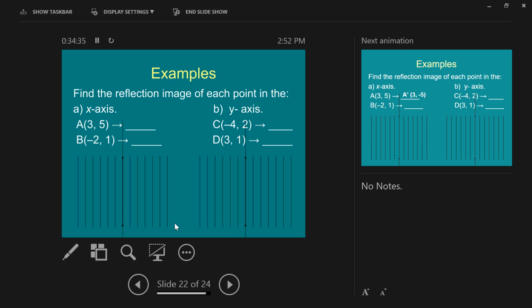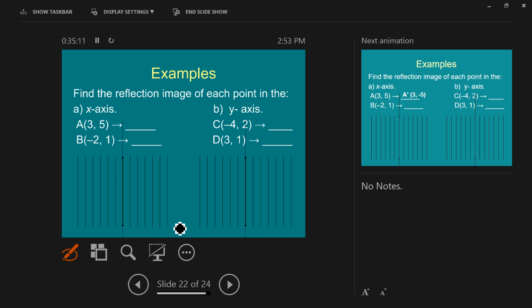Again, not really sure what happened to my grid here. But for point A, if I graph 3, 5, I'd be somewhere up here, right? Okay, if I reflect that across the x-axis, which runs this way, if I reflect it from up here across that axis, it ends up down here, right? Where would its coordinate point be? 3, -5, right.